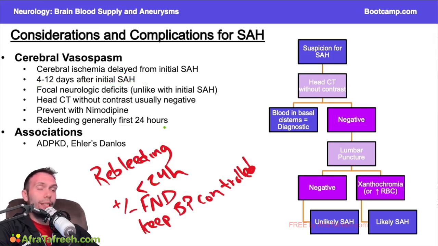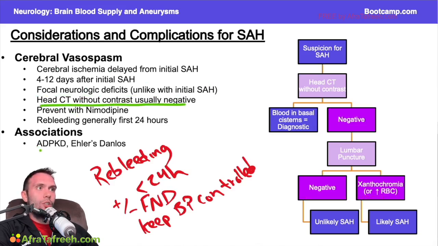When the board question tells you new focal neurologic deficits or really bad headache, whatever it is, look at the timeline. Focal neurologic deficits can be seen with cerebral vasospasm. You don't see them very often with the initial subarachnoid hemorrhage. You do see meningeal signs though. Head CT, you might do a head CT because they have this bad headache. It's usually negative. Okay, so keep all of this in mind.